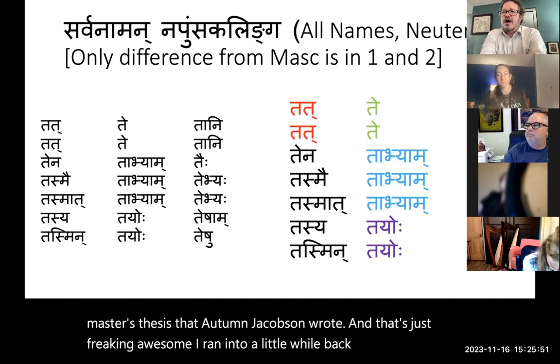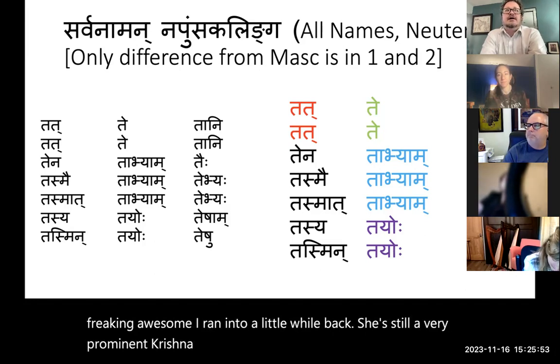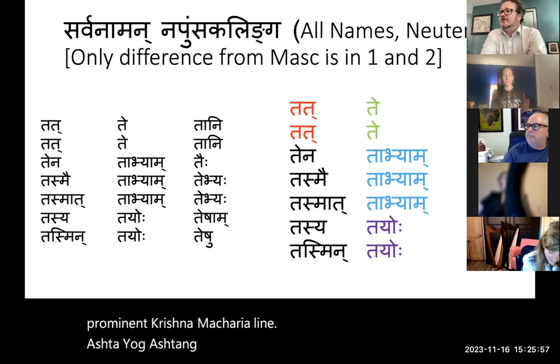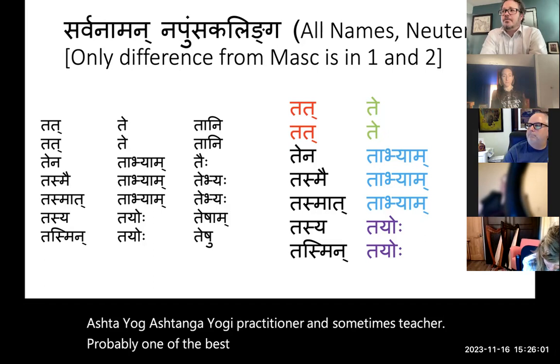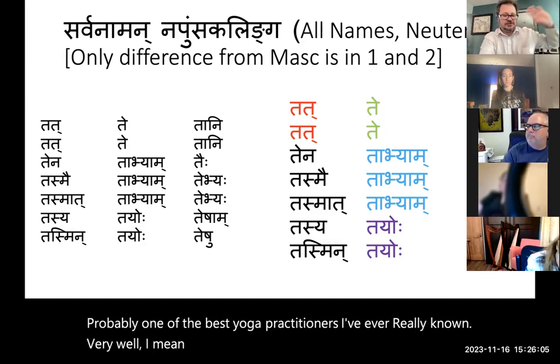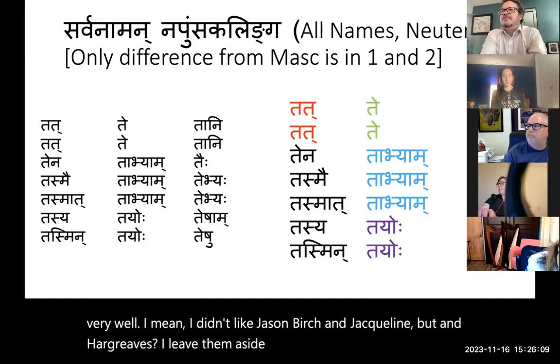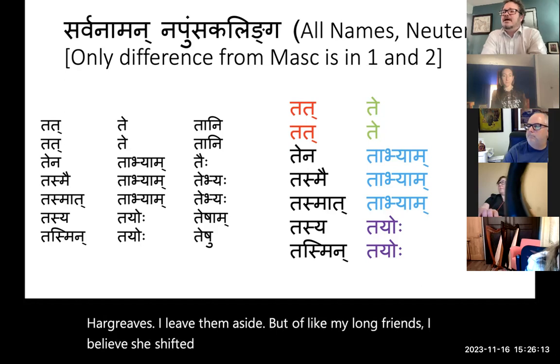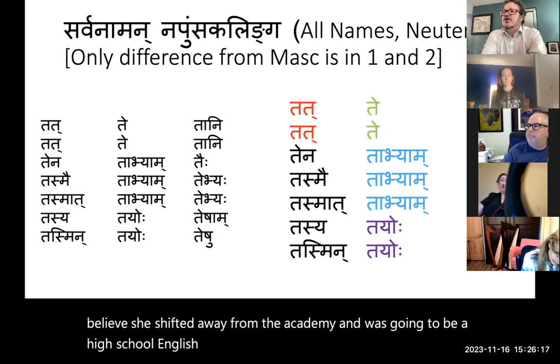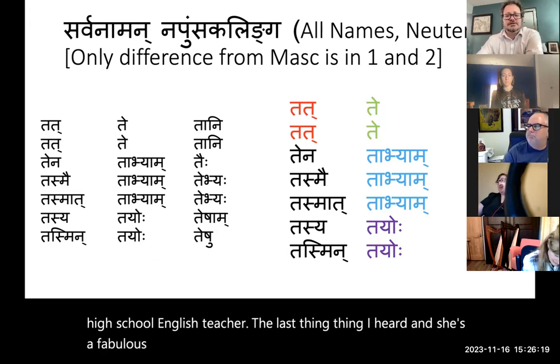She's still a very prominent Krishnamacharya line Ashtanga yogi, practitioner and sometimes teacher, probably one of the best yoga practitioners I've ever really known very well. I mean, other than Jason Birch and Jacqueline and Hargraves, I leave them aside. But of my long friends, I believe she shifted away from the academy and was going to be a high school English teacher, the last thing I heard. And she's a fabulous person. I miss her to death.